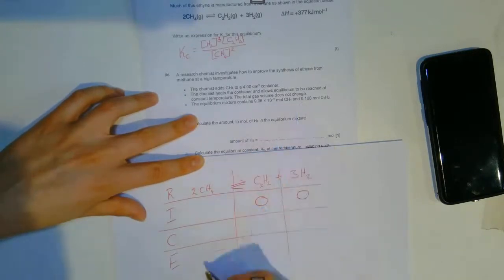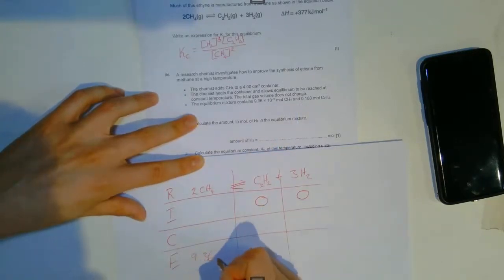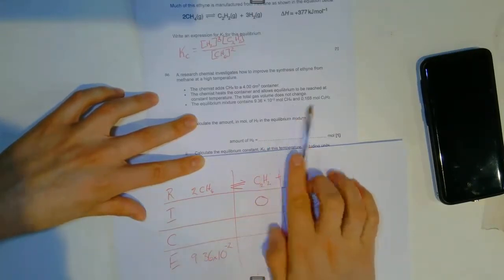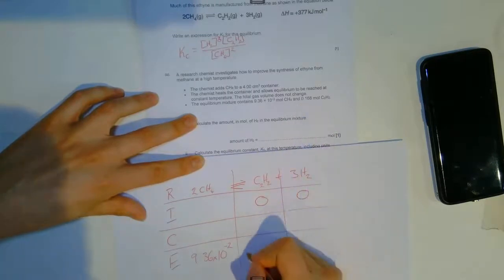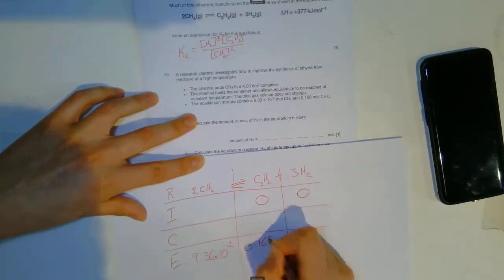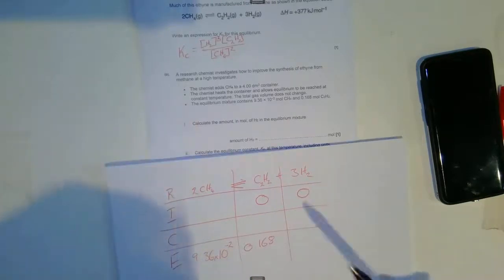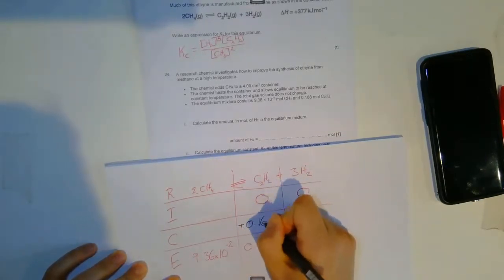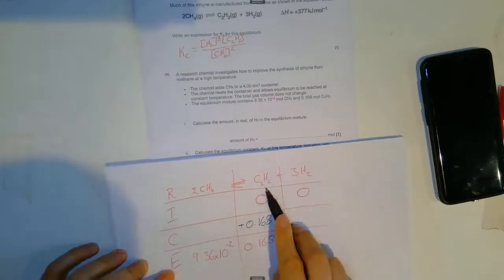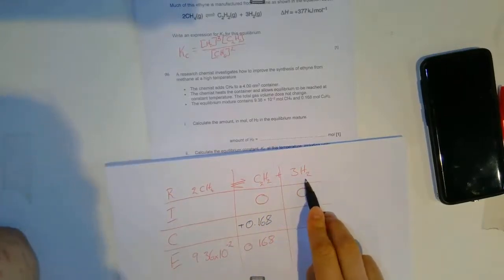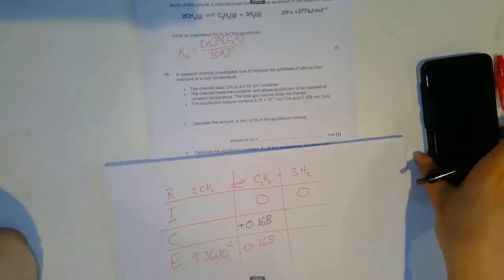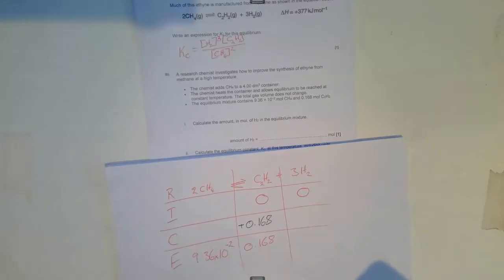We are told that this is 9.36 times 10 to the minus 2, and that we've now got 0.168 moles of this. We now just need to think about, okay, so that means that this has gone up by 0.168. The molar ratio between our ethyne and our hydrogen is 1 to 3, so this is going to be 3 times that. Which is a slightly annoying number to just pluck out of my head.